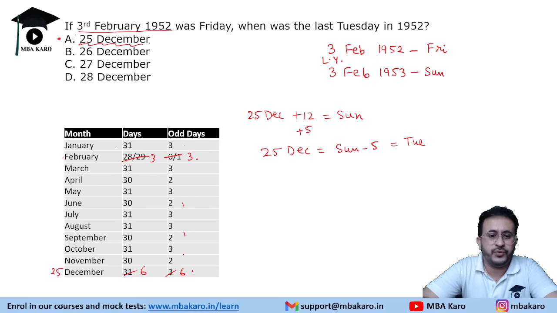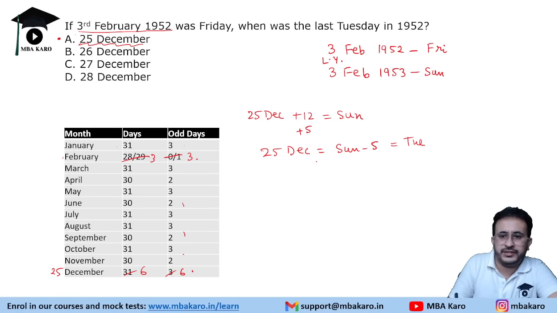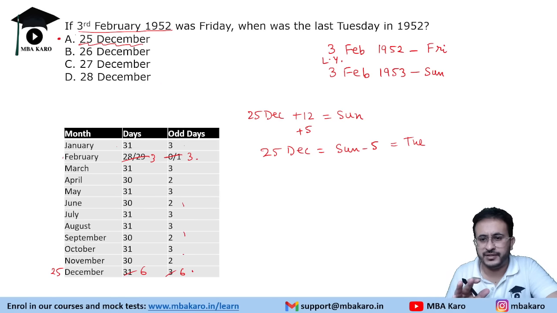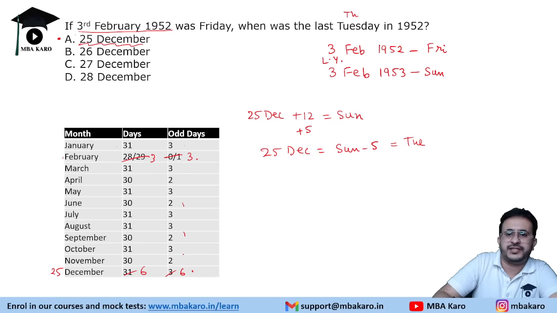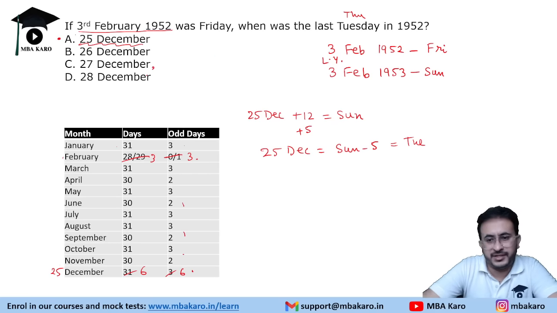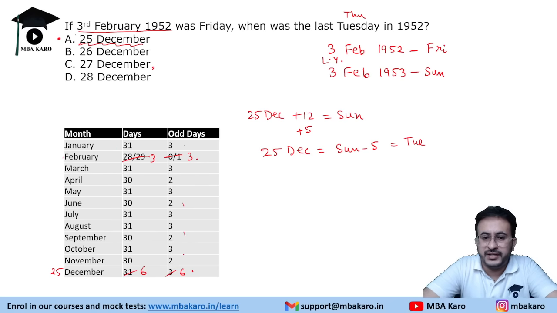Okay, so that was just by coincidence that we got 25th of December itself as the answer. Suppose it was asked which is the last Thursday, you would have said 27 December will be the last Thursday of that year. Okay, so this is how we calculate using the method to find a particular date from another date in a given month.